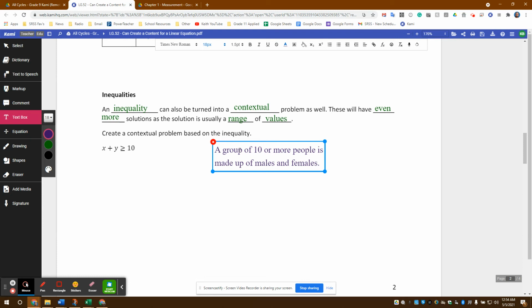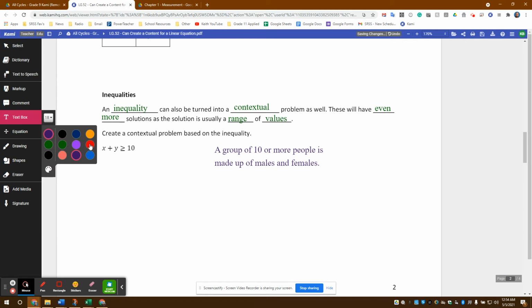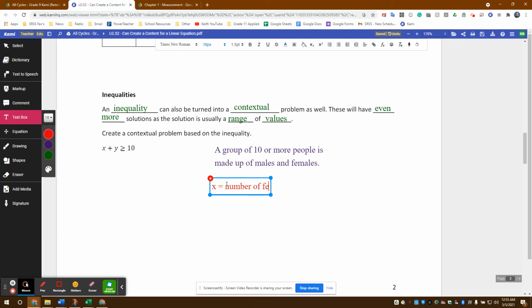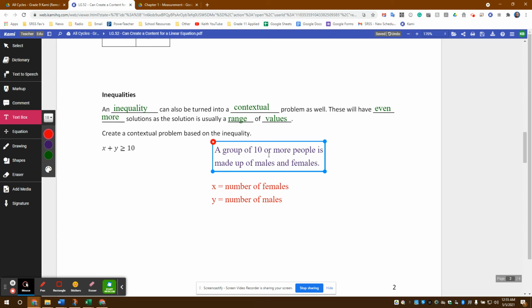I'm using some similar ideas, and you can come up with your own ideas as well. X is going to be the number of females in the group, and Y is going to equal the number of males in the group. So again, we know what X is and what Y is. Because it's an inequality, we have to say 10 or more, because it's greater than or equal to 10, so we go with 10 or more, and that describes it as well.